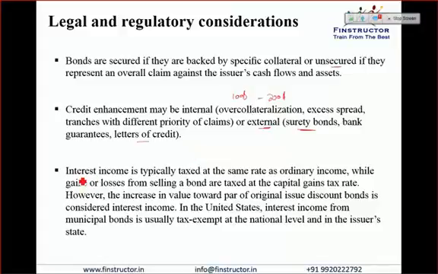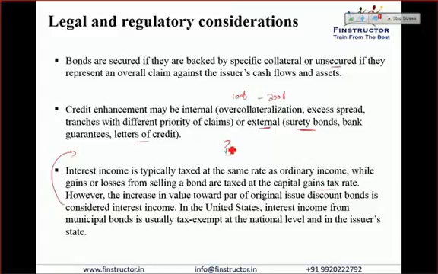Generally speaking, the interest income on a fixed income security is taxed as ordinary income, while the gains and losses from selling a bond are taxed at the capital gains tax rate. However, the increase in the value towards par of the original issue discount bonds is considered interest income. So, just to explain, generally speaking, the coupons that you receive will be taxed at 30% or whatever is the income tax rate. So, interest income is like any other income.